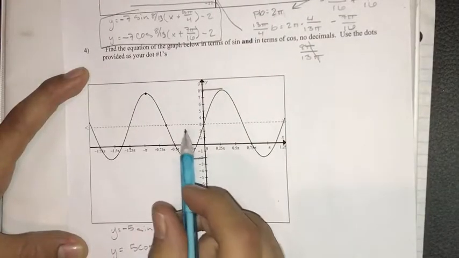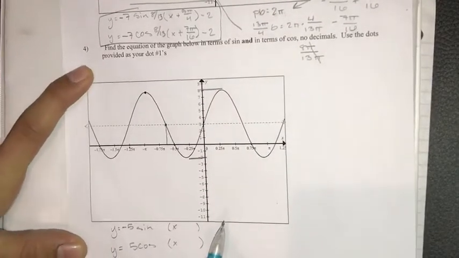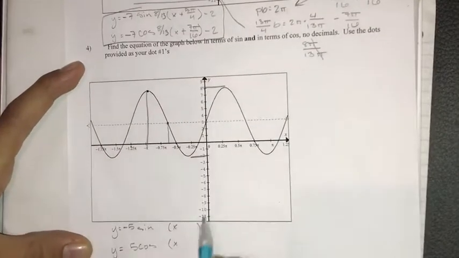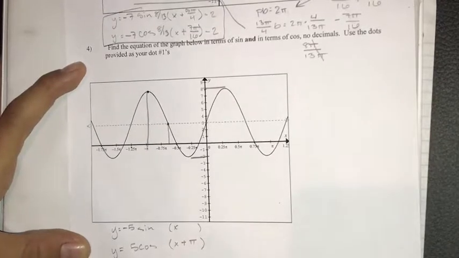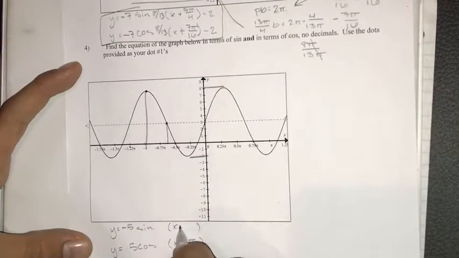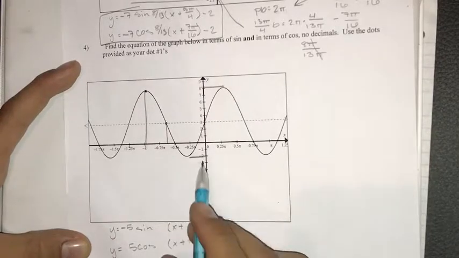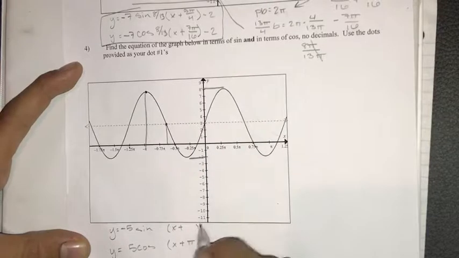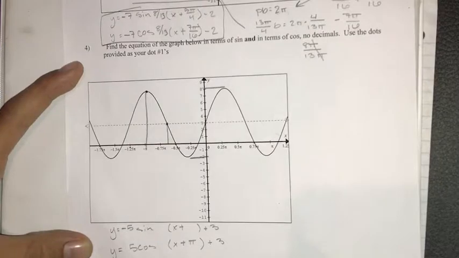Our sine dot is in a weird location. It's in between negative 0.75 pi and negative 0.5 pi, whereas our cosine dot is right at negative pi. So we can have x plus pi for our cosine equation. We don't know our x value for the sine equation yet. That is what we need to find next. But we do know that this dotted line runs through positive 3, so we can just add plus 3 onto the end of that.